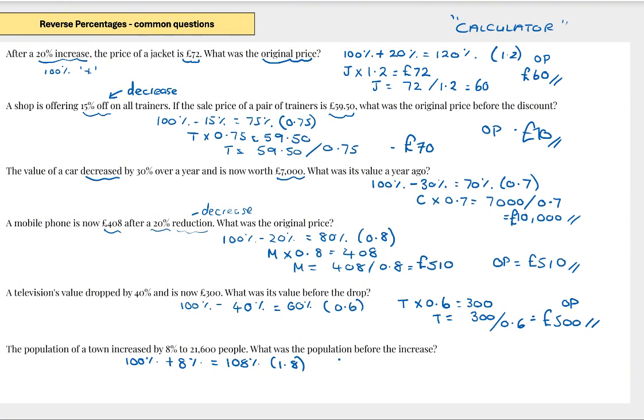So, same again, we'll call it population. Population times 1.08 equals 21,600. We're going to divide it by 1.08, which gives us 20,000. So the population before the increase was 20,000 people. Or the population was 20,000.